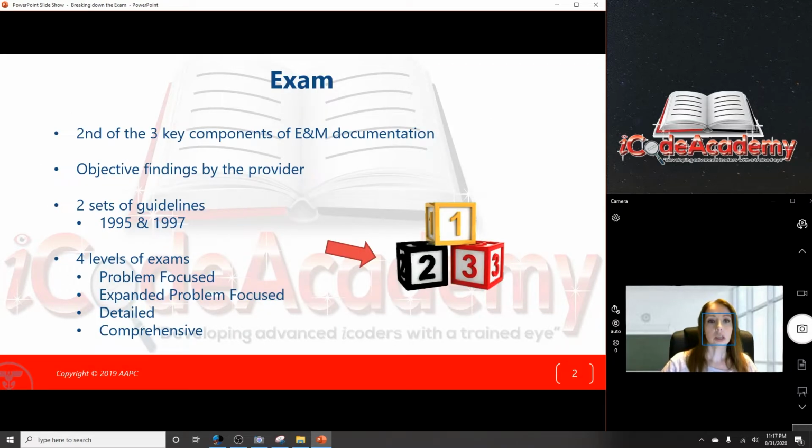So this is going to be an objective finding from the provider. This is where the provider is examining the patient and documenting everything they find positive that is pertinent, as well as negatives in the exam. There are going to be two sets of guidelines here that we're going to talk about: our 1995 Evaluation and Management Guidelines, as well as the 1997 guidelines. Overall, we do have 4 levels when it comes to our exams. We have a problem-focused exam, expanded problem-focused, detailed, and comprehensive. So let's break that down and talk about what this looks like.